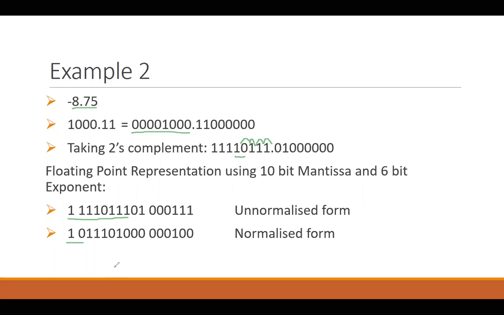I hope you're able to get all that. It's a bit tricky, but not a very difficult concept. We use normalization to find a standard format to store our floating point values.